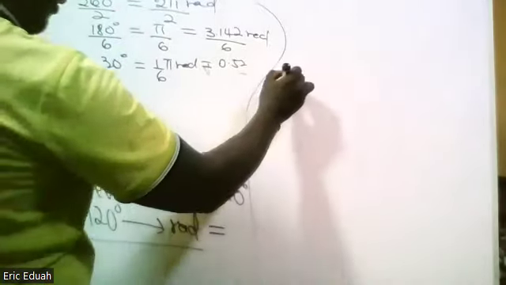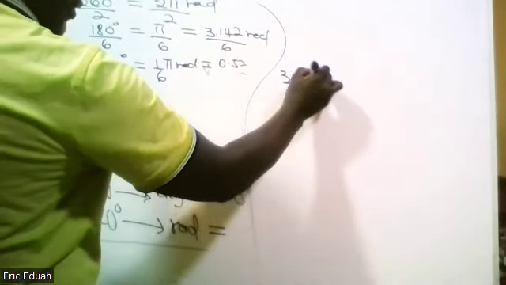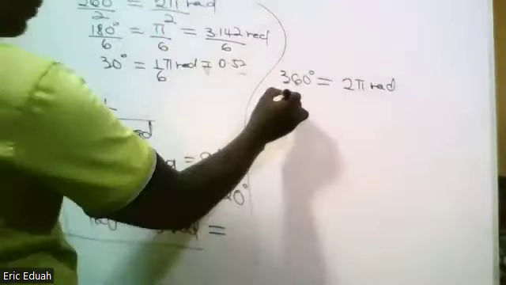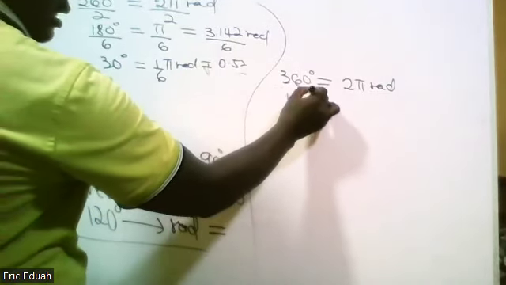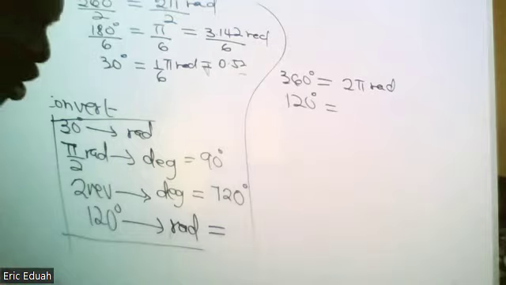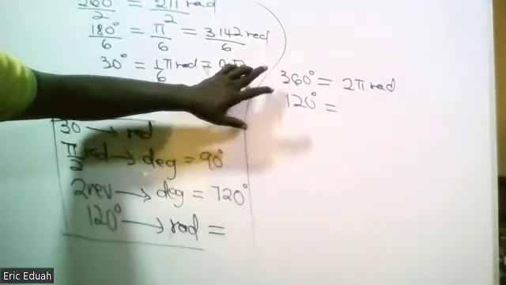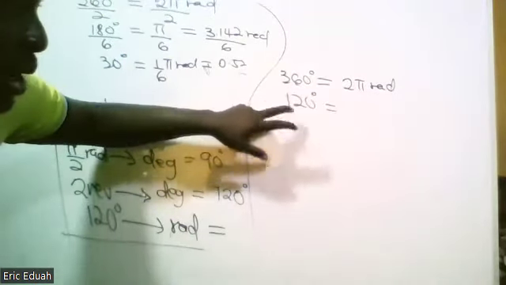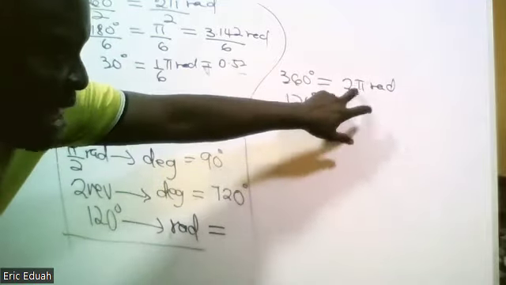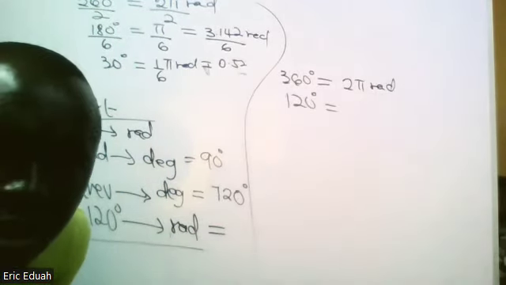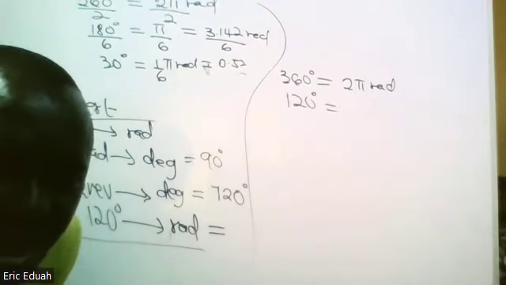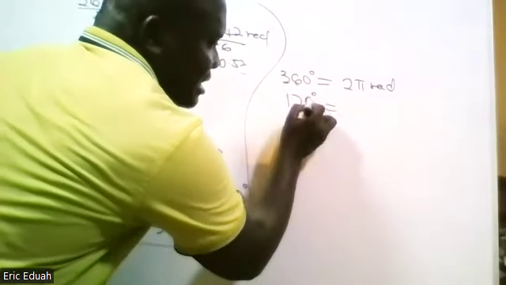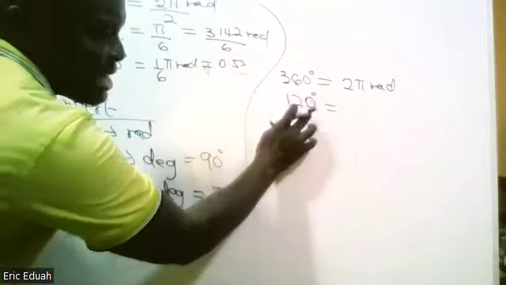So if 360 degrees equals 2 pi radian, then 120 degrees, will it be more or less? Watch. If 360 is giving us 2 pi, what would 120 give us? Will it be more or less than this one? So it will be less. If less, we divide this less by this more.